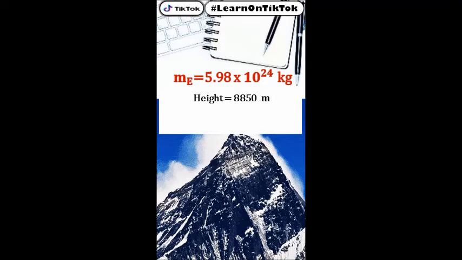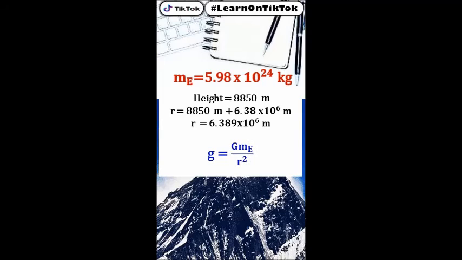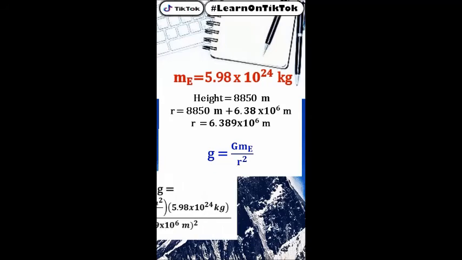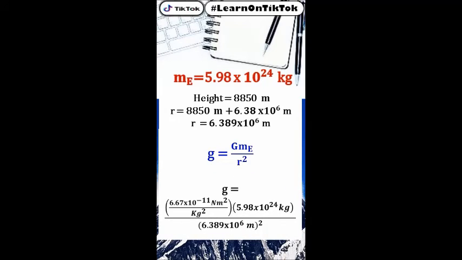To calculate, we need to add the Earth's radius and Mount Everest's height above sea level. This is equal to 6,389 kilometers or 6.389 times 10 to the 6 meters. We can use the equation we derived before to find the acceleration due to gravity. It is now equal to the universal constant times the Earth's mass over the sum of the Earth's radius and Mount Everest's height above sea level. The acceleration due to gravity is 9.77 meters per second squared.